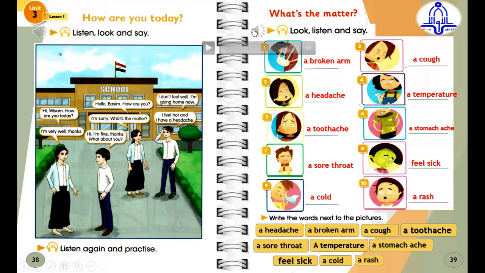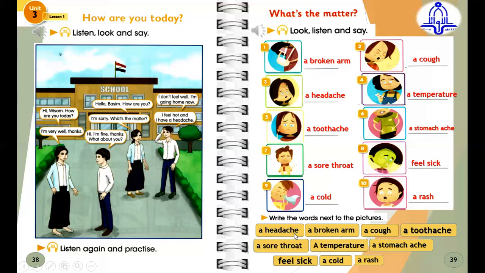So we should now listen again to track 36 to make sure of the answers. Track 36. Look, listen, and say. 1. A broken arm. 2. A cough. 3. A headache. 4. A temperature. 5. A toothache. 6. A stomach ache. 7. A sore throat. 8. Feel sick. 9. A cold. 10. A rash.